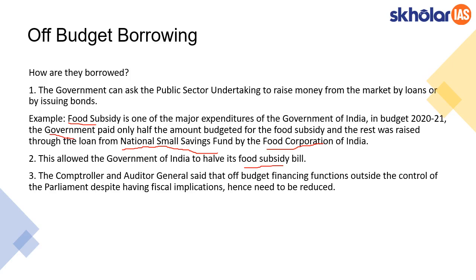So the main concept is that the government doesn't borrow directly, that is it. And from the mains point of view, this is a point you can add: the off-budget borrowing practice of government can be used in any other question which discusses the government's finances. So these are the ways this content can be used for your preparation.